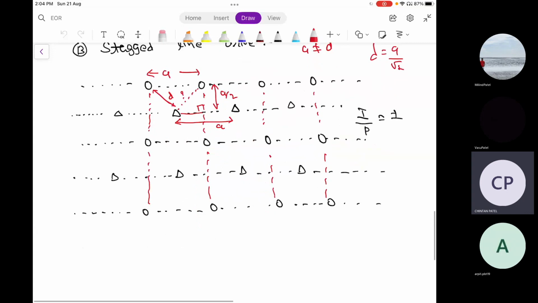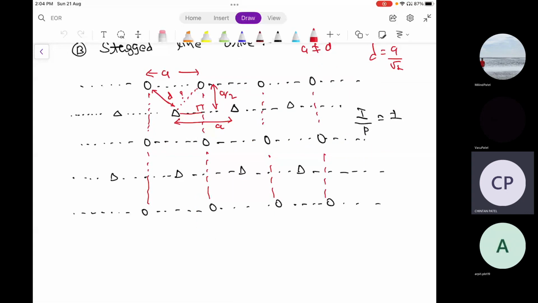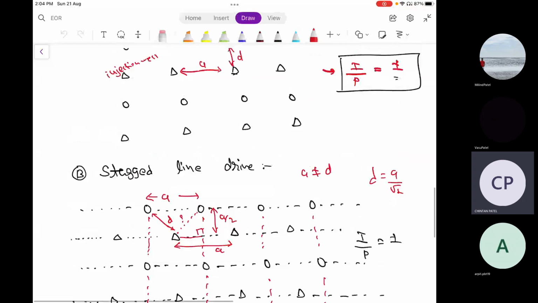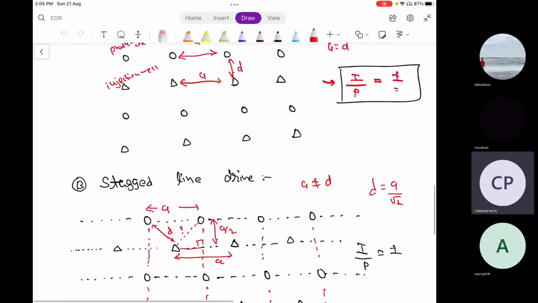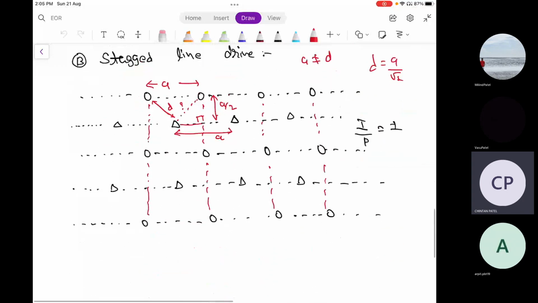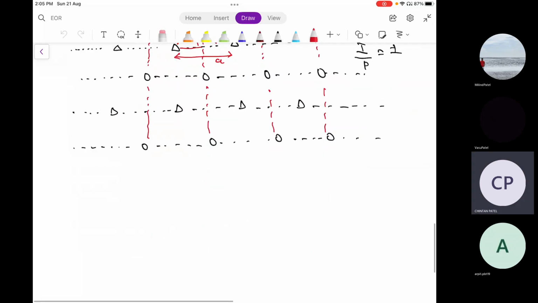We can move to the next. There is not too much logic here, but you have to just remember, any calculation can be asked from this. In GATE they might ask you a direct question: identify the five spot pattern or this pattern or this pattern. Okay, so the next one is the five spot pattern.